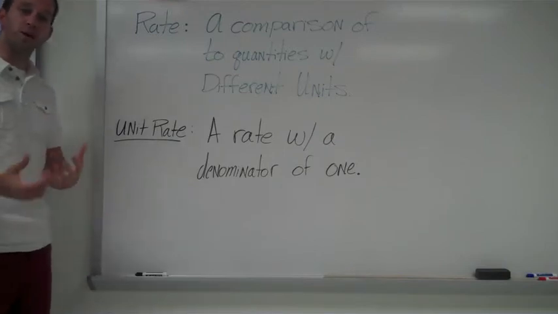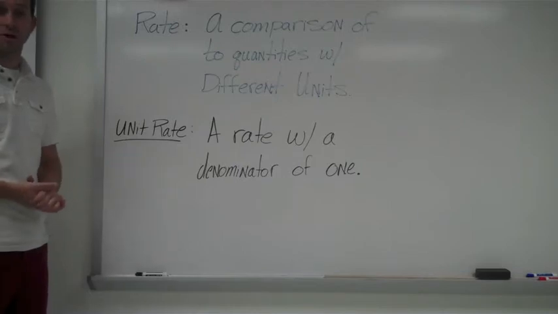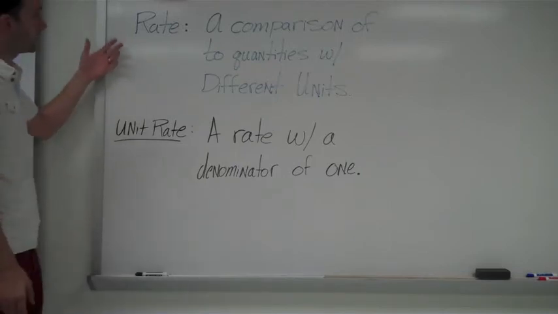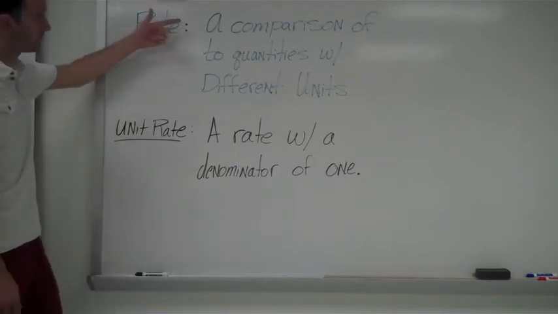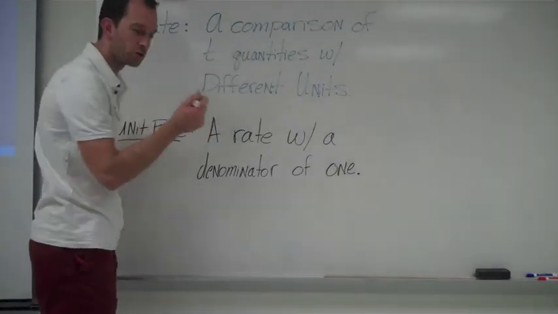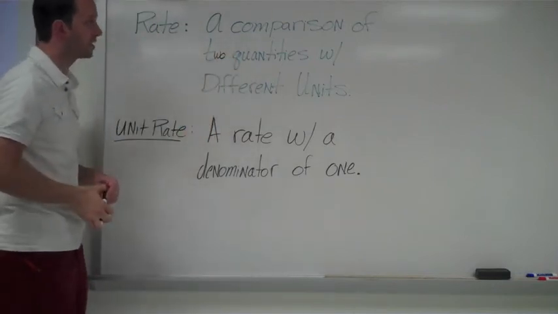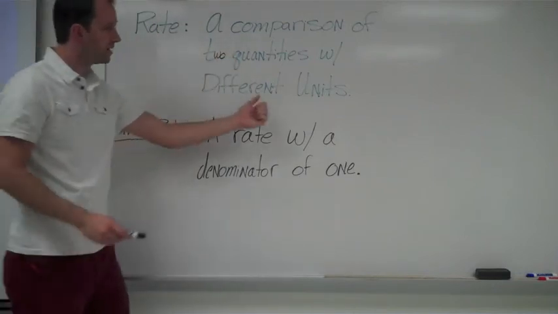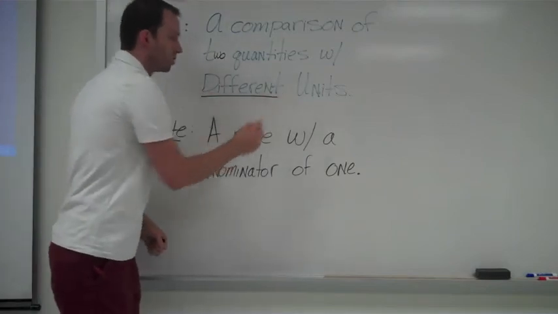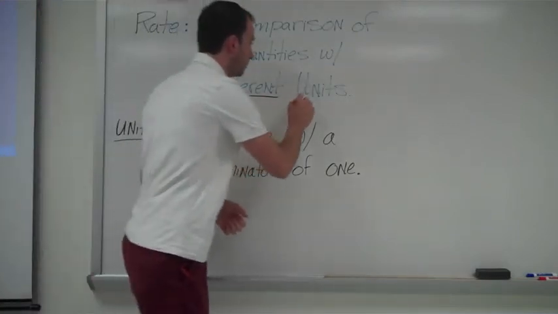Yesterday we talked about ratios, and we talked about how a ratio is any comparison of two numbers. A rate is a special type of ratio. It's a comparison of two quantities, but with a rate they have different units. For example, miles per hour or miles per gallon.